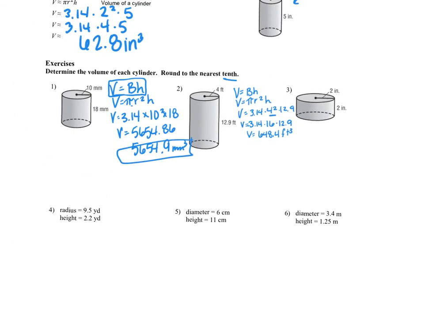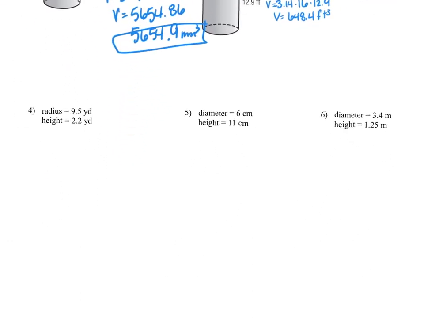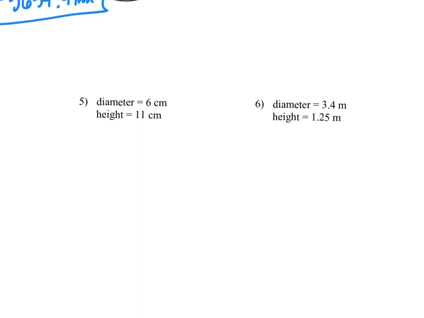So all of these are just kind of giving you the radius. But if you look down here, it kind of picks it up a notch and it says diameter. So we would need to halve that and get our radius, which would be 3. And then here we would get a radius of 1.7.